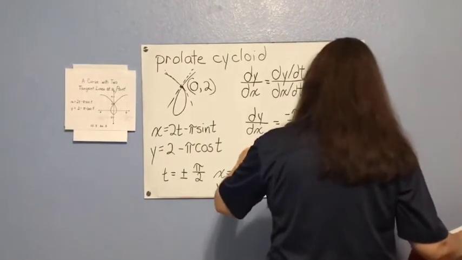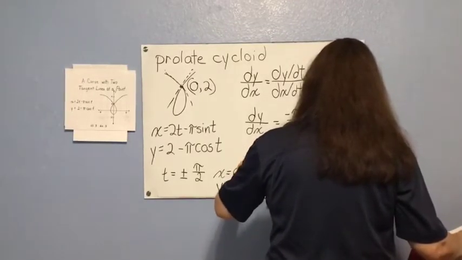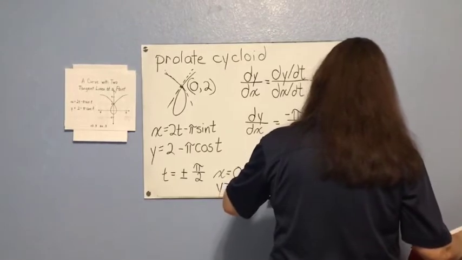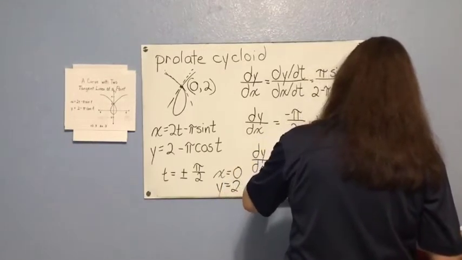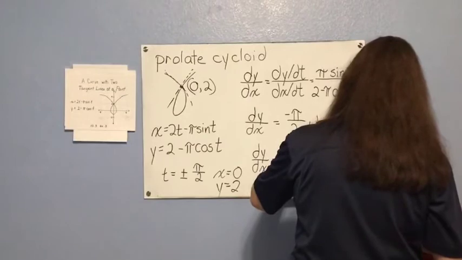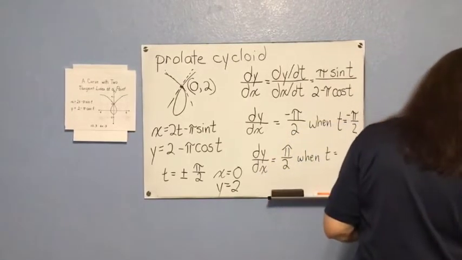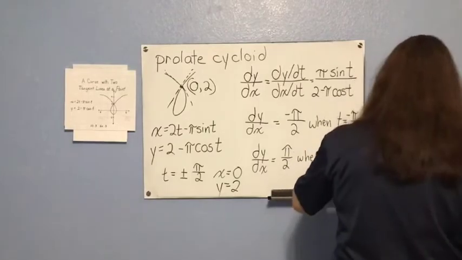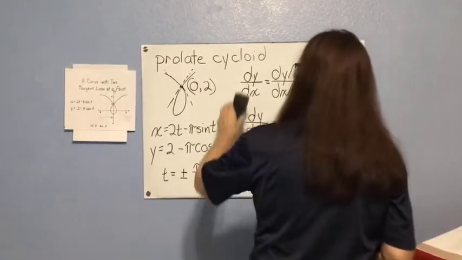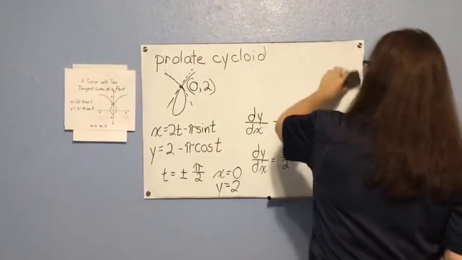And dy/dx is equal to positive pi over 2 when t equals pi over 2. So let's look at our two tangent lines.